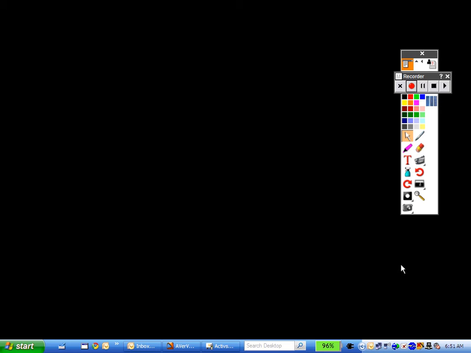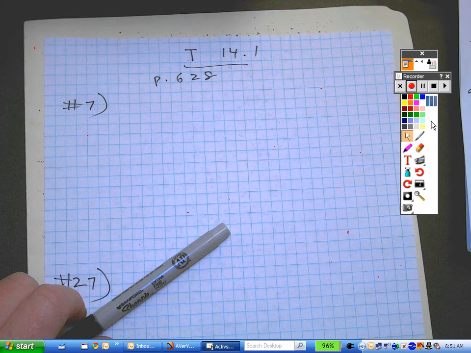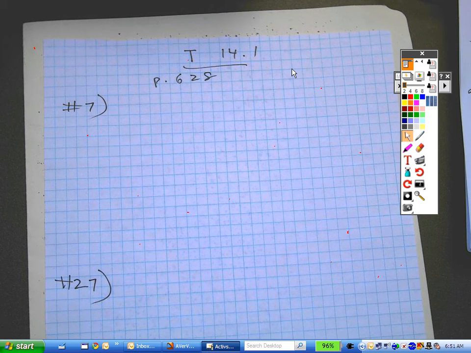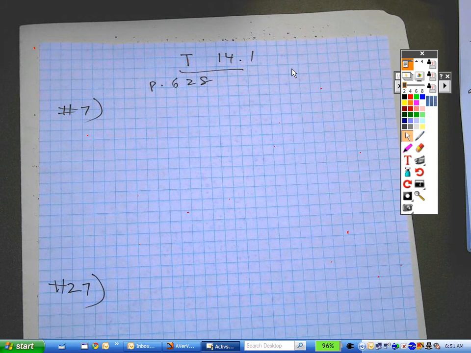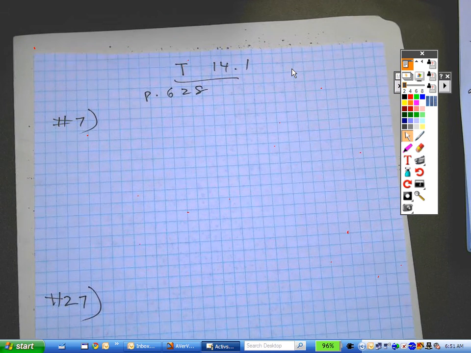Hey, AP Physics students, how about a little bit of help regarding T14.1? T14.1 involves something called the work function. Now, the work function is the minimum energy needed to be absorbed by a photon of light so that an electron is ejected.